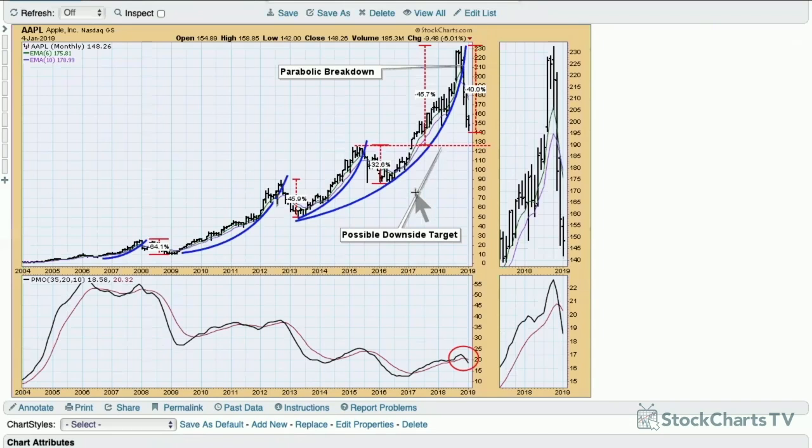64% in 2008, right? 45%, 32%, and right now it's 40%. It's corrected down 40%, and my target was that line drawn across the 2015 top, so that's kind of a wag on my part, but it could get worse. Parabolics can collapse back to the basing pattern, which would put it back around $20. That is not going to happen with Apple because it's much too strong a company.